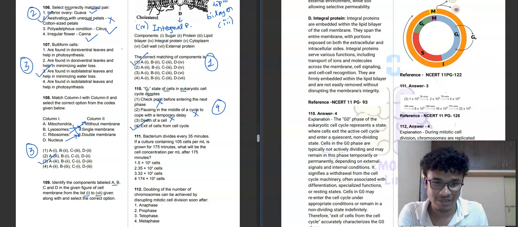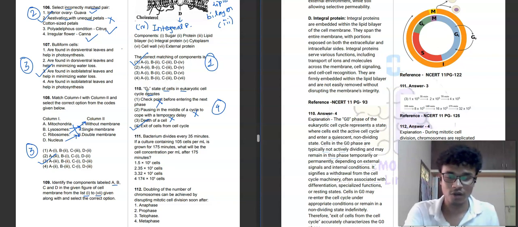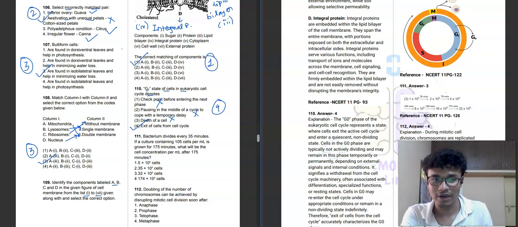The G0 phase is basically a quiescent phase, and cells in this phase are typically not actively dividing and may remain in the phase temporarily or permanently, depending on external signals and internal conditions. The fourth option will be your correct answer for this question. Moving towards the next question, 111.